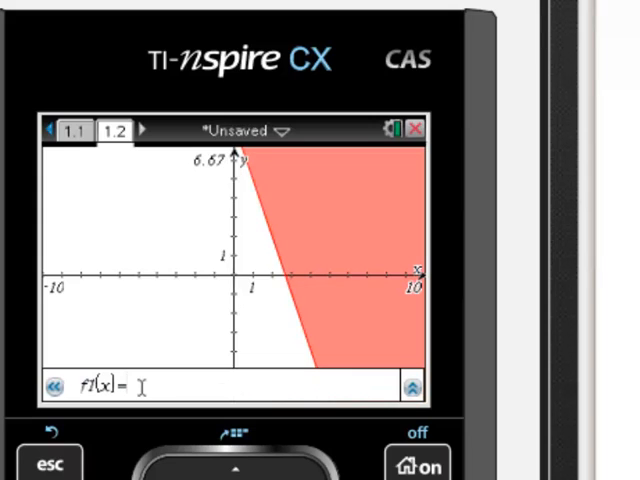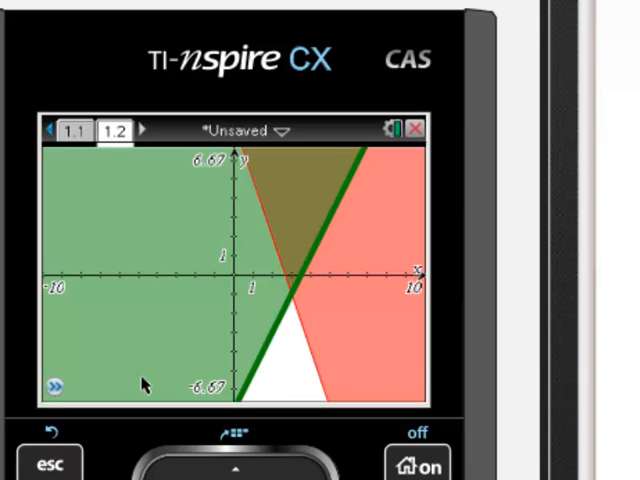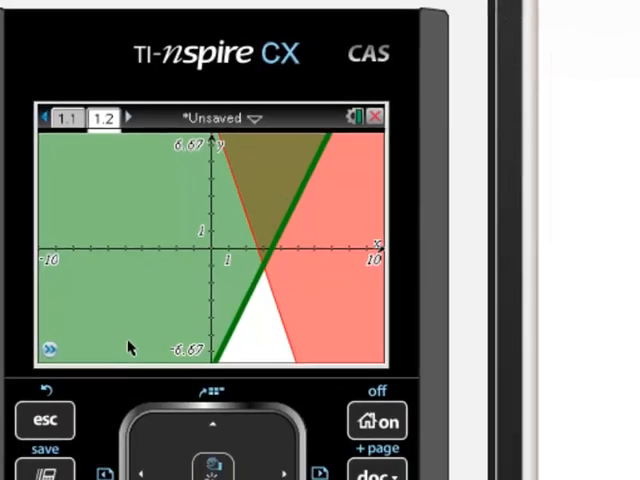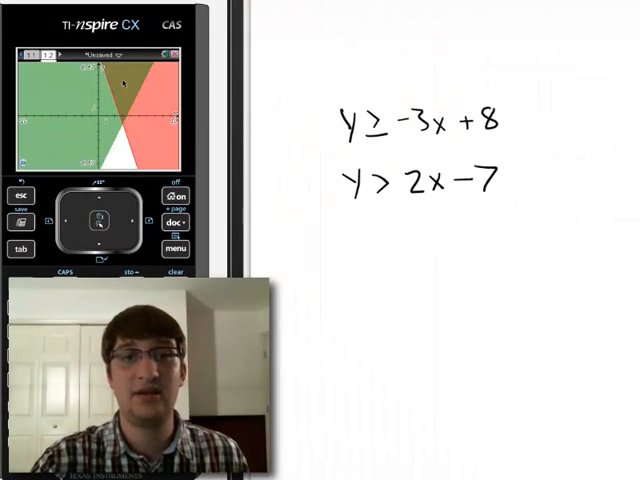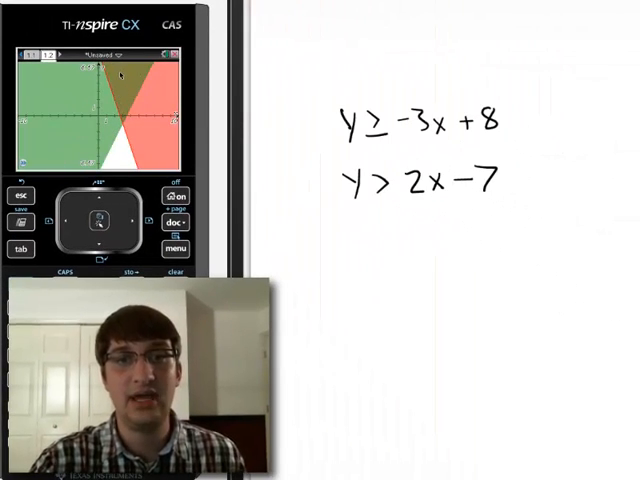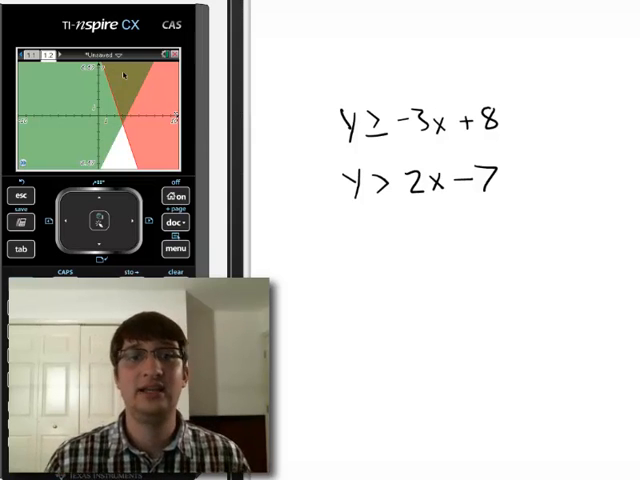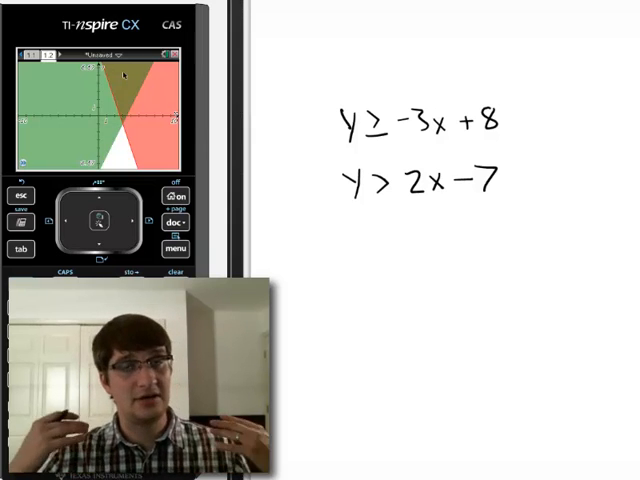I'm going to hit tab and I'm going to get my second inequality, again hitting backspace, choosing the correct inequality. That's number 4. So y is greater than 2x, let's see here, minus 7. Okay, and you can again see that the overlapping area is just this section up here, this little triangular section up here, okay? And that's how we can go ahead and graph a system of inequalities on our calculators, okay?